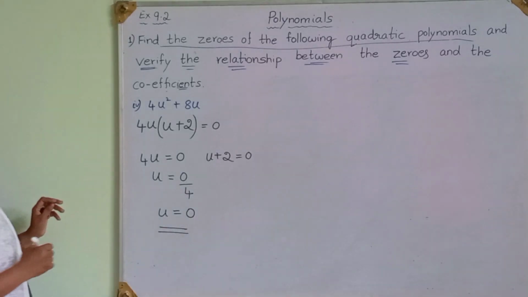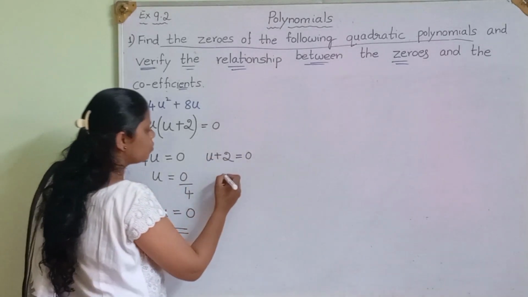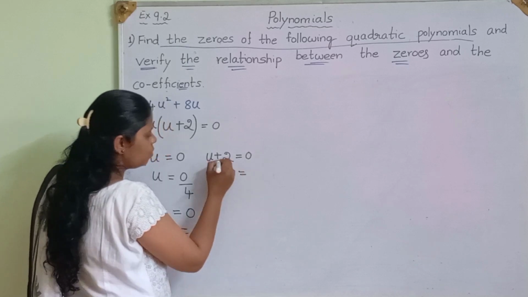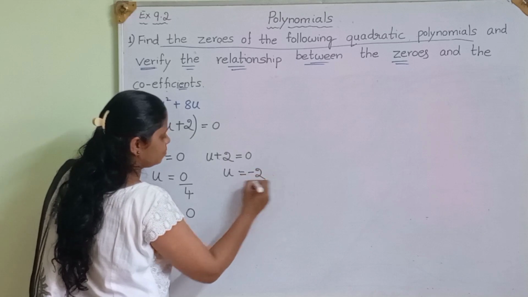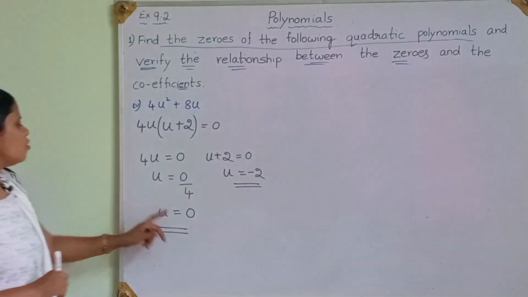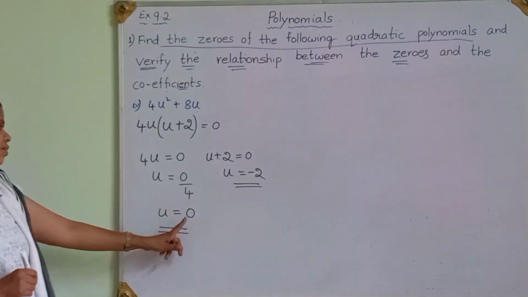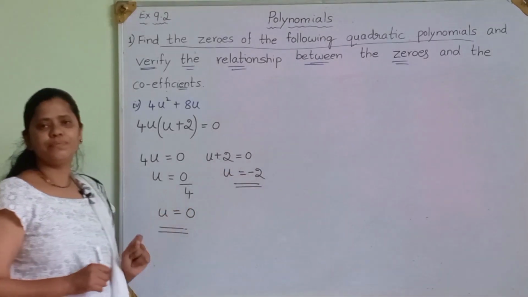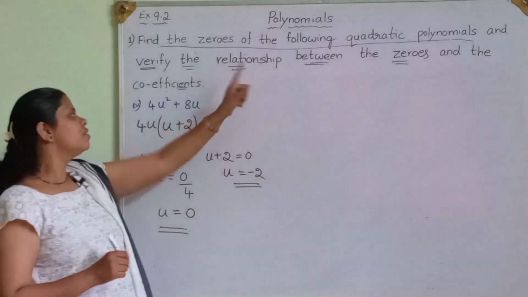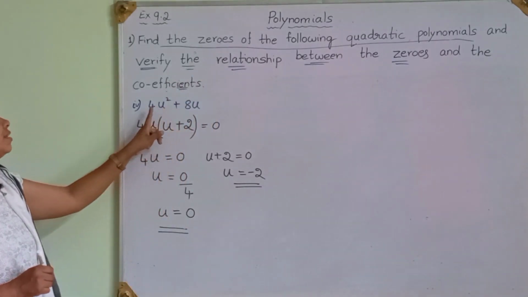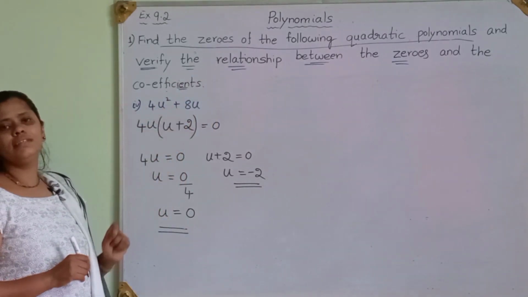Okay. Then u + 2 = 0, so u = +2. When it crosses the equal to sign, it will become -2. Then for u, we got two values, that is 0 and -2. What are these? These are the zeros of the quadratic polynomial 4u² + 8u.